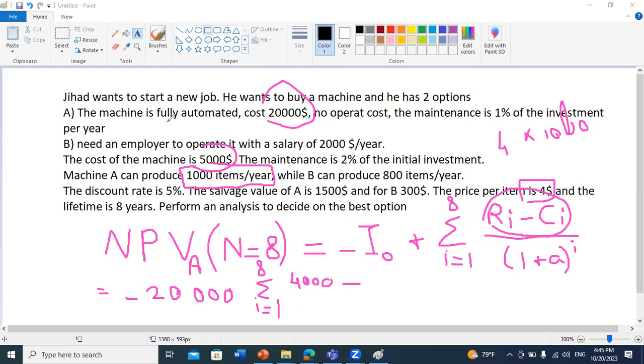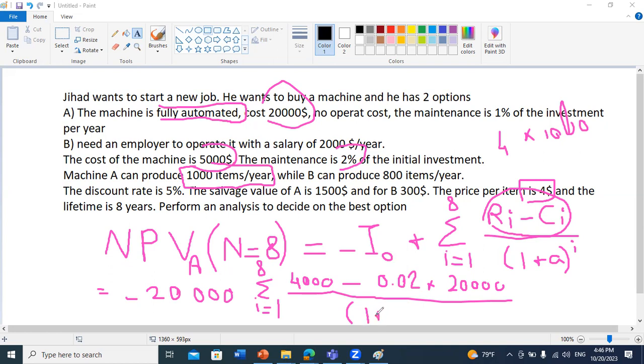So for machine A, it's fully automated. Because it's fully automated, you don't have operational costs. You just have the maintenance cost, which is 2% of the initial investment. So minus 0.02 times 20,000. Okay. And now over 1 plus A to the power I. Here, because this factor is constant, you can take it outside of the summation.